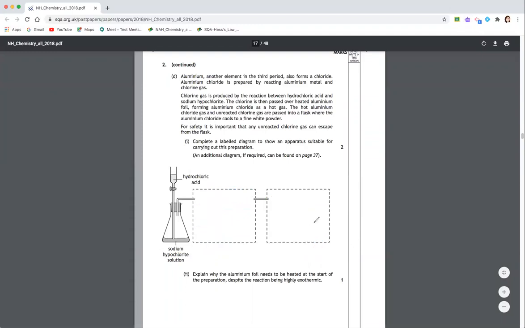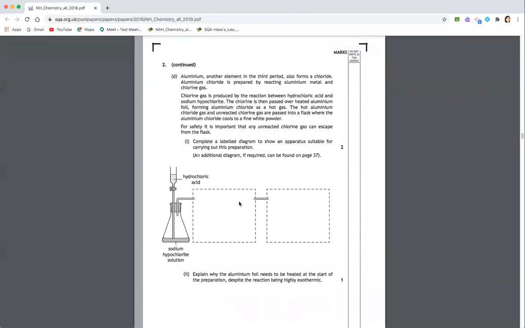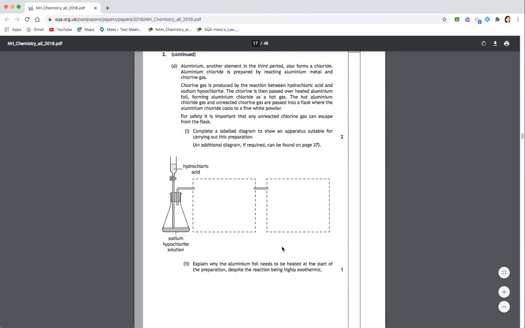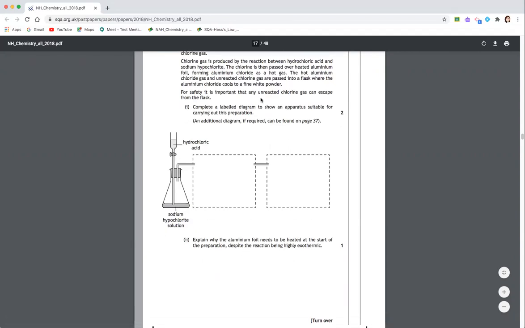So then part 2, explain why the aluminium foil needs to be heated at the start of the preparation despite the reaction being highly exothermic. So you would need to heat the aluminium foil initially, because if it's not initially heated, then it won't turn the chlorine into aluminium chloride gas. So it needs to be heated so that basically the particles have sufficient energy at the start of the reaction.